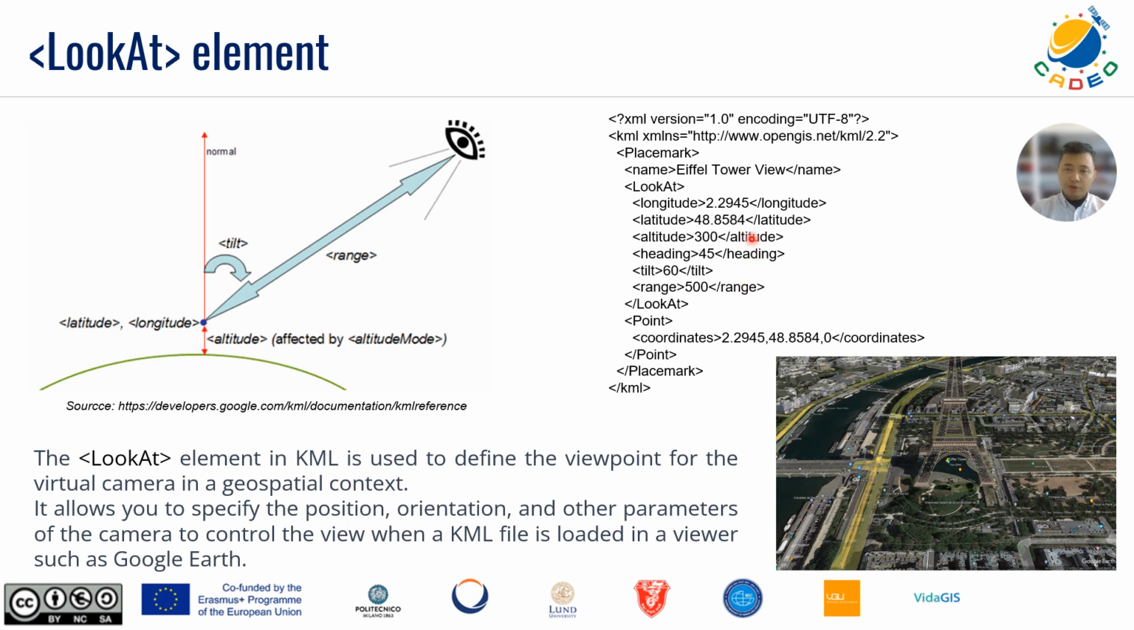the rotation of 45 degrees clockwise from the north, and a tilt of 60 degrees, at a range of 500 units distant from the look at position, the point of interest. In the left picture, we see how the look at element is used. The range is the distance from the eyes, and we have tilt, and we also have the latitude, longitude, and the altitude of the point you want to set the camera on.